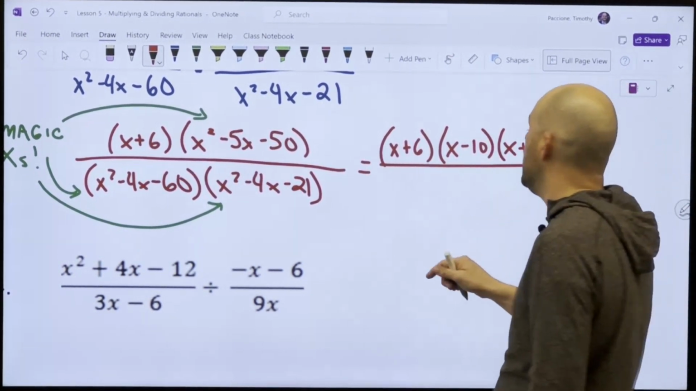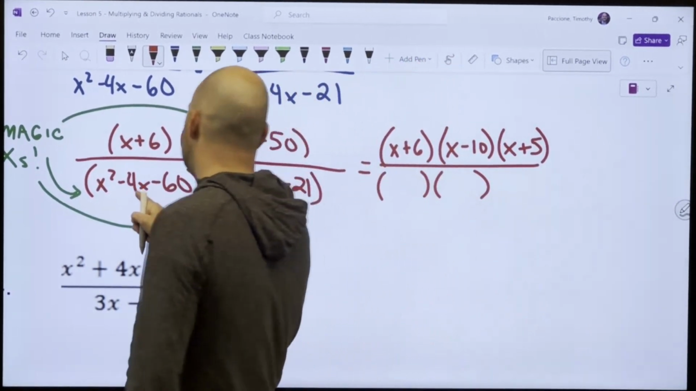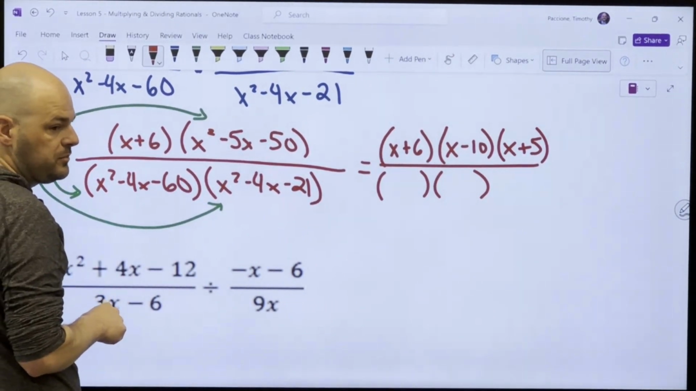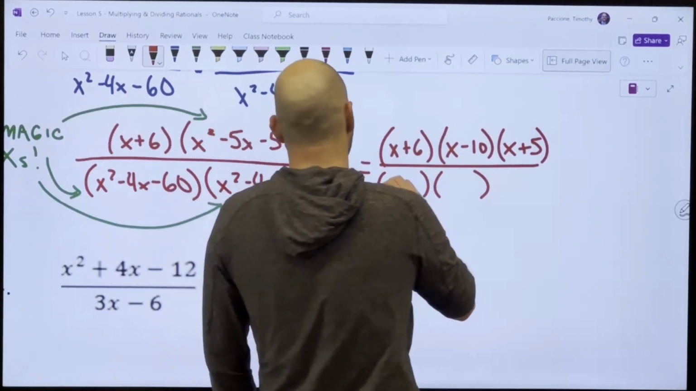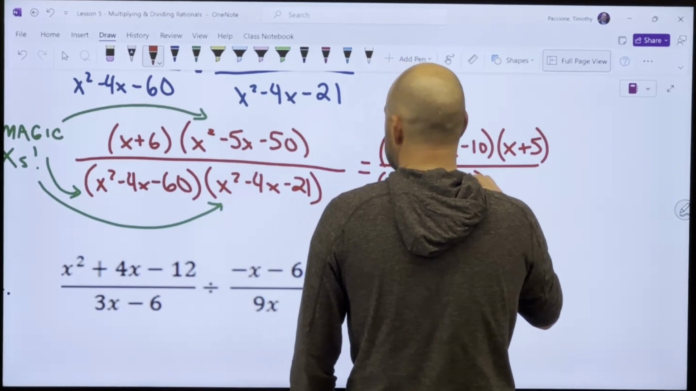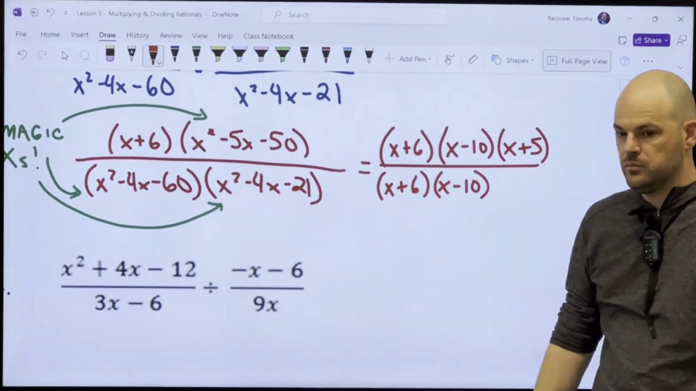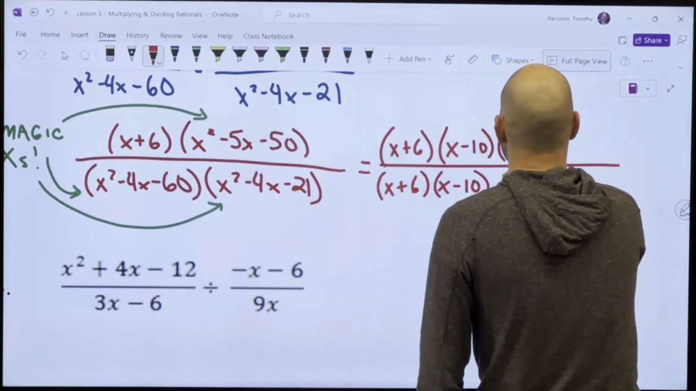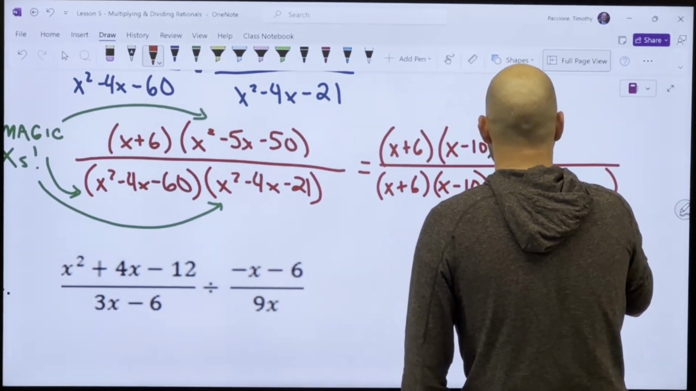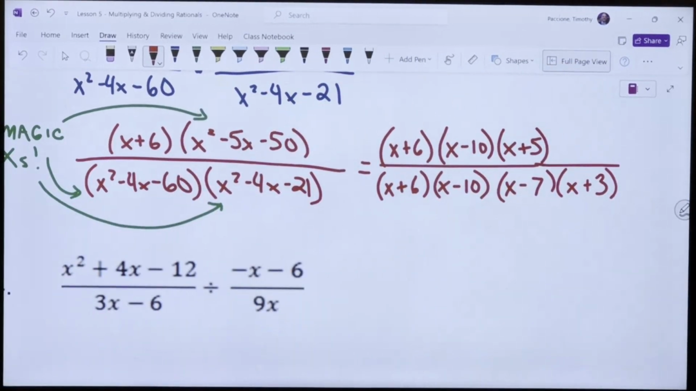That gets you that. Okay, on the bottom, your first group, x squared minus 4x minus 60. Anybody? X plus 6, x minus 10, right? Minus 60, minus 4. And then on the other one, I have x minus 7, x plus 3. Okay, so everything's fully factored out.